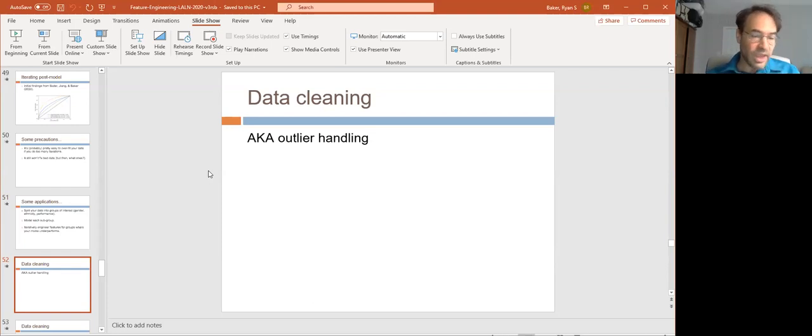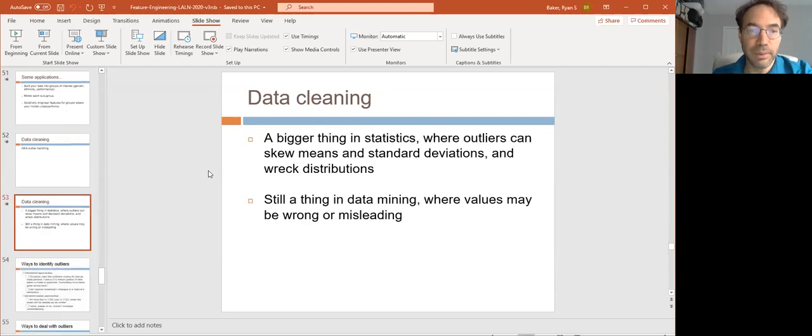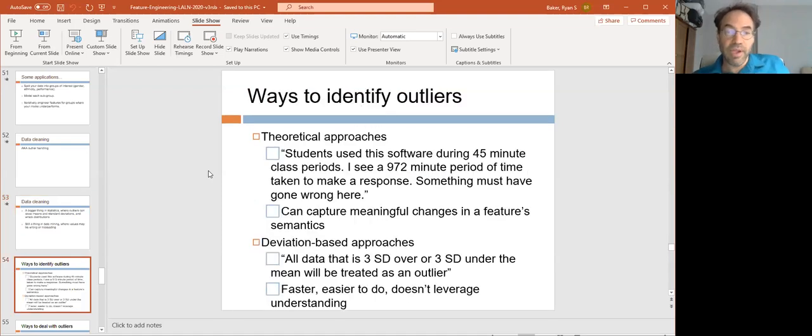Data cleaning, AKA outlier handling. Data cleaning is a really key thing in statistics, where outliers can skew your means and your standard deviations and wreck your distributions. One outlier can turn an effect into a non-effect, or vice versa. It's still a thing in data mining, where values can be wrong or misleading. There are a lot of ways to identify outliers in your features. So, theoretical approaches.